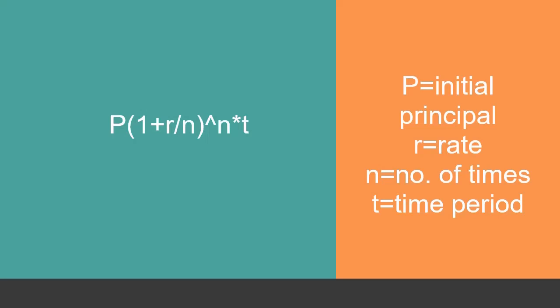The formula for calculating the compound interest, including the initial principal amount, that is the total amount, is P into (1 + R/N) per N into T, where P is the initial principal, R is the rate of interest, N is the number of times the interest is calculated, and T is the time period. So without any delay, let us go into PyCharm and write the program.